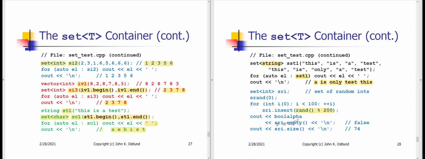And in fact, since I set my seed to 0, if I now turn on bool alpha and ask whether SRI is empty, well, fortunately, it's not empty. It does have some things in it, but when I then ask for the size, what I'm told here is in this particular sequence of random values, only 74 unique values were stored into the set. So I must have gotten 26 duplicate values to those 74 values among the 100 values that I drew.